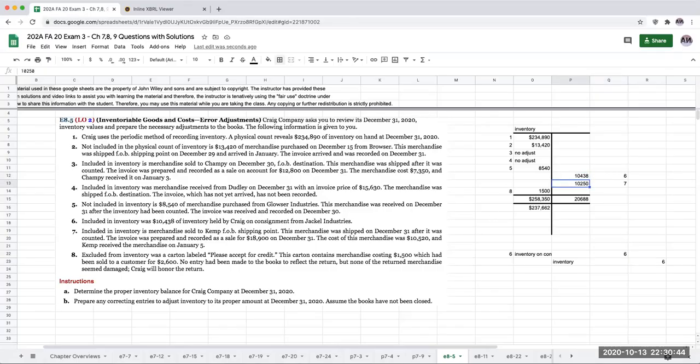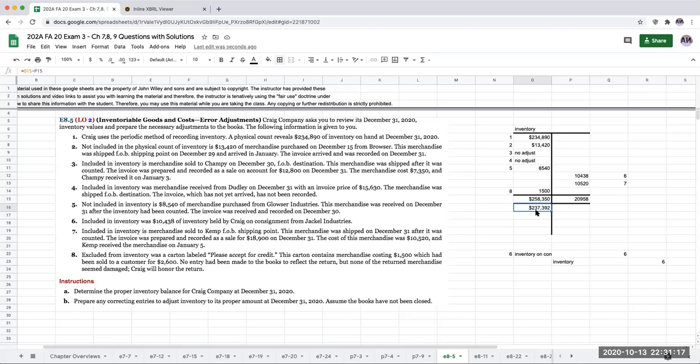Hey, everybody. Just one error that I made right over here. This is 10,520. My numeric dyslexia is at it again. But at least this is the correct amount. So let's take a look at this here. Yeah, so this is the correct amount in terms of the inventory.